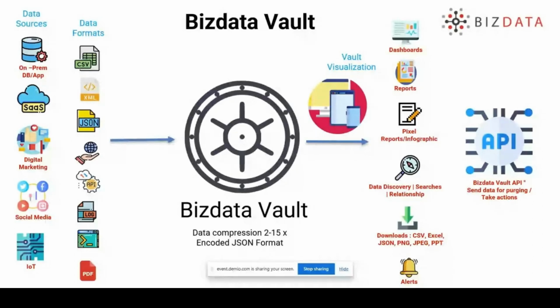Now, this also provides a capability wherein you can download data in CSV, Excel, JSON, PNG, or PPT format. And you can set up alerts if there is some kind of anomaly in your data set, or you are looking for particular information which you think you don't want to archive, and you want to take those particular transactions in for your next steps or for the next analytics activity, so you can set up the alerts for that. Bizdata Vault also comes with an API.